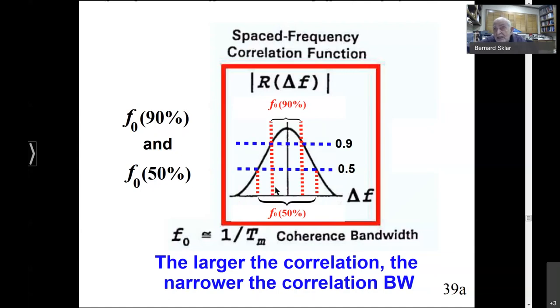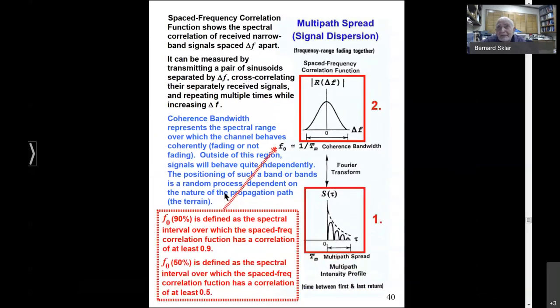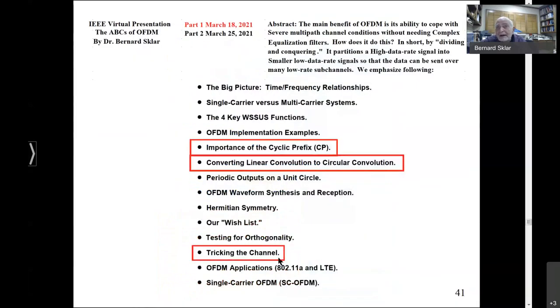And you see that its region is a much narrower frequency domain region, that we can talk about as the F sub zero there. It's a little bit wider here at the 50% point, which is less rigid than the 90%. And that's all this goes on to tell you as well.